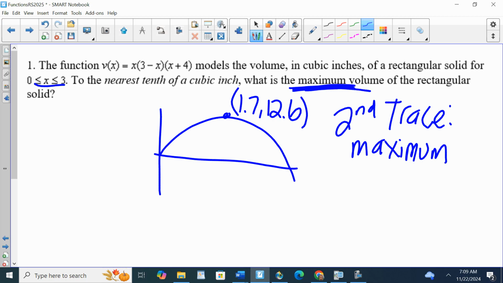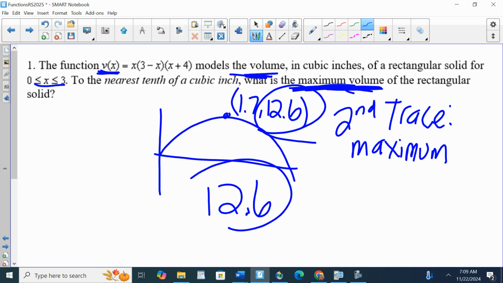It's asking for the maximum volume. The function v of x models the volume. Volume is your y value. In general, when they're asking for a minimum or maximum value, it's the y coordinate. 12.6 is your answer.